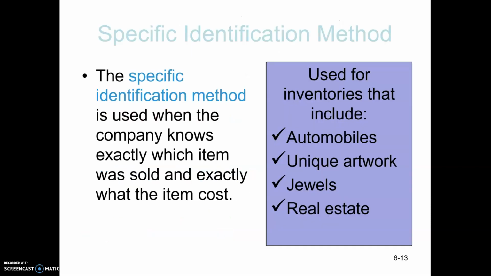And specific identification is when you can look at an item in your inventory and you know exactly what it cost. You know what you paid for it. So not a lot of companies can do this. Usually it's going to be if you have a higher price or a very unique inventory. So the examples they have here: automobile, artwork, jewelry.